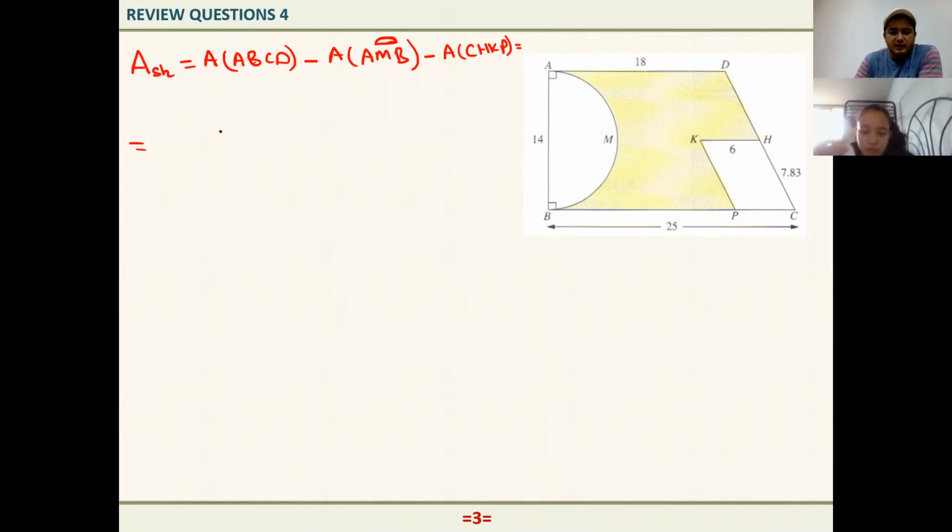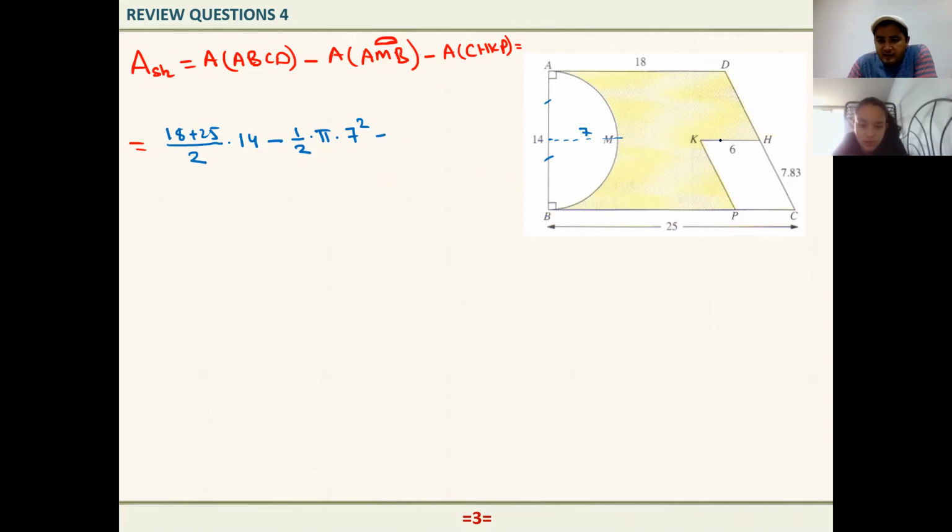All right. So now tell me, how do you find the area of the trapezium? It is the sum of the parallel sides, right? That is 18 plus 25, over 2, times height. What is the height? This is the height. That is 14. Minus, and how do you find the area of the circle? Pi r squared. But that is a semicircle, right? So that is 1 over 2, half of the circle, pi times r squared. What is r? r equals 7, squared, because this one is radius, that is 7, and that is 7.